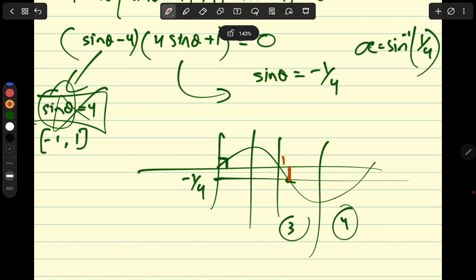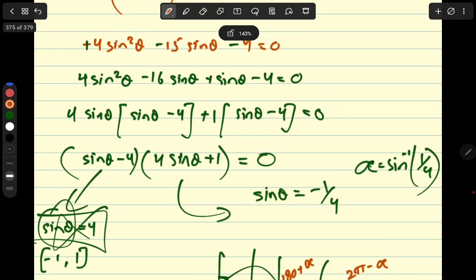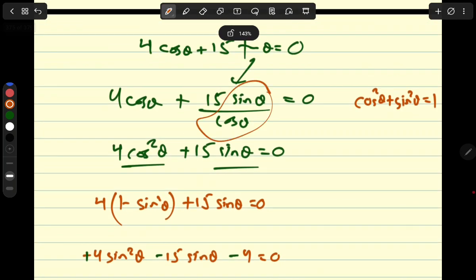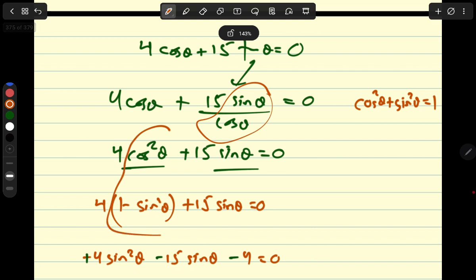So this is 180 plus alpha, or pi plus alpha if you're doing it in radians mode, and this is going to be 2 pi minus alpha, or 360 minus alpha. Okay, so we used the identity of tan equals sine over cos, and we also used the identity of cos square theta is equal to 1 minus sine square theta, using the Pythagorean trigonometric identity, right? Now, so this is how you're supposed to do it.